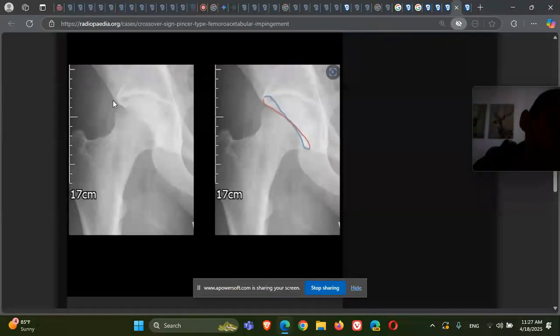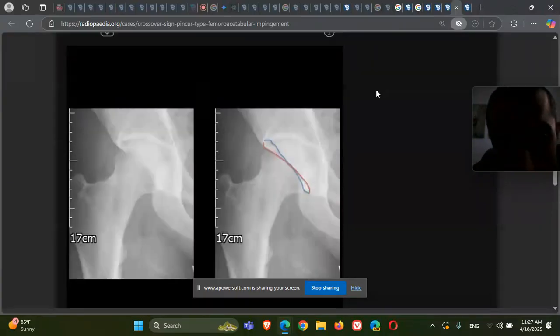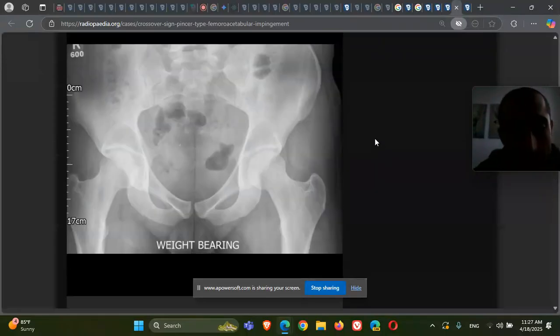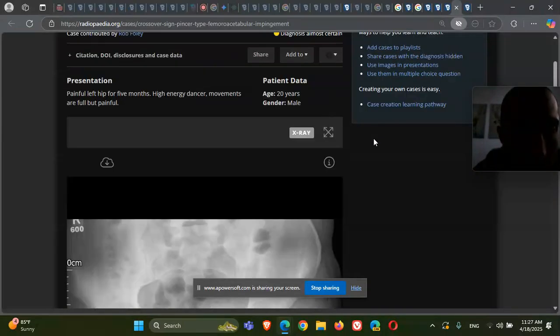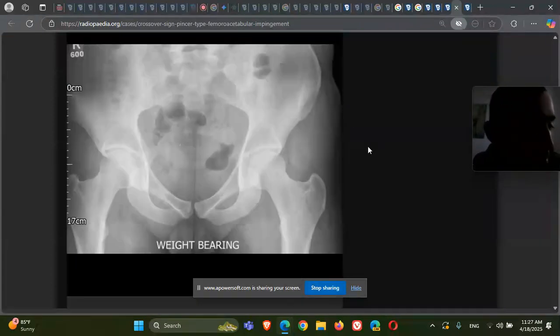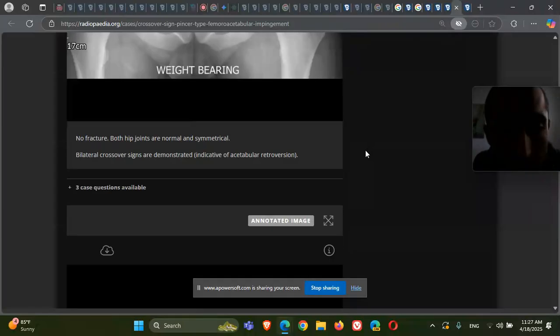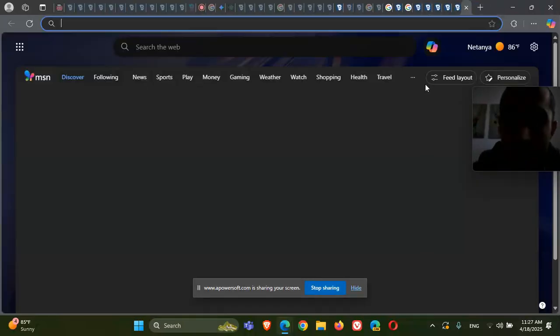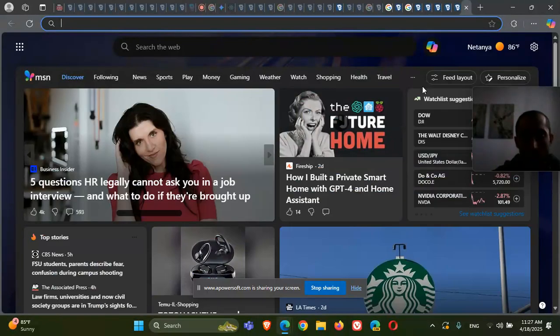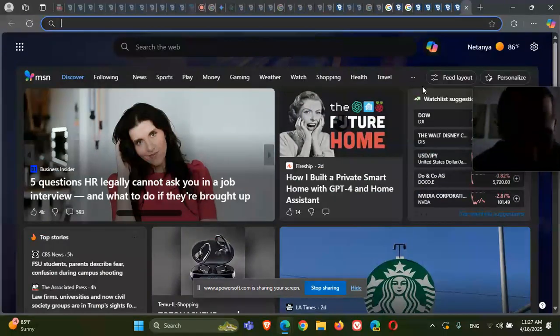Here is the easiest part to see this crossover, I think, because you continue with this, you continue with this, and you can feel, let's call it, the pincer deformity.